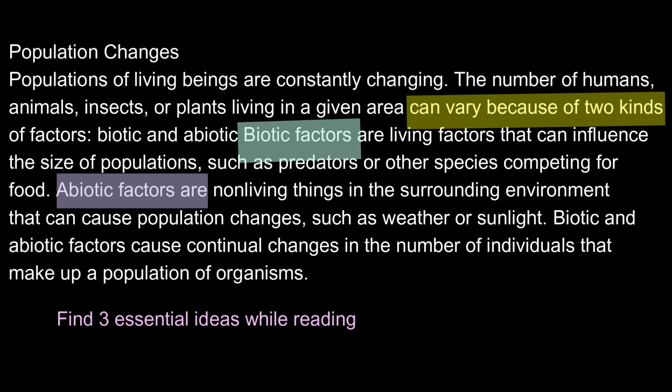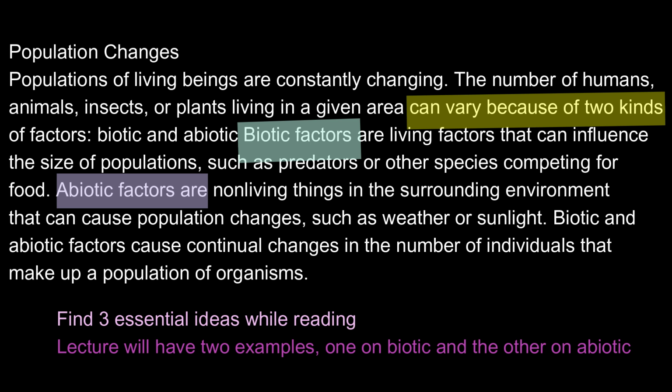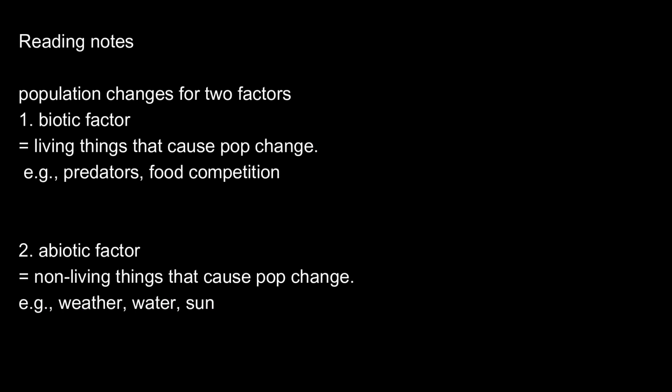Based on this information, we can infer that the lecture will likely discuss 2 examples of population change. One example will be driven by a biotic factor, such as an increase in predators or a decrease in available food. The other example will be about an abiotic factor, such as a change in weather patterns or a natural disaster. When you listen to the lecture, pay attention to which example falls into each category.